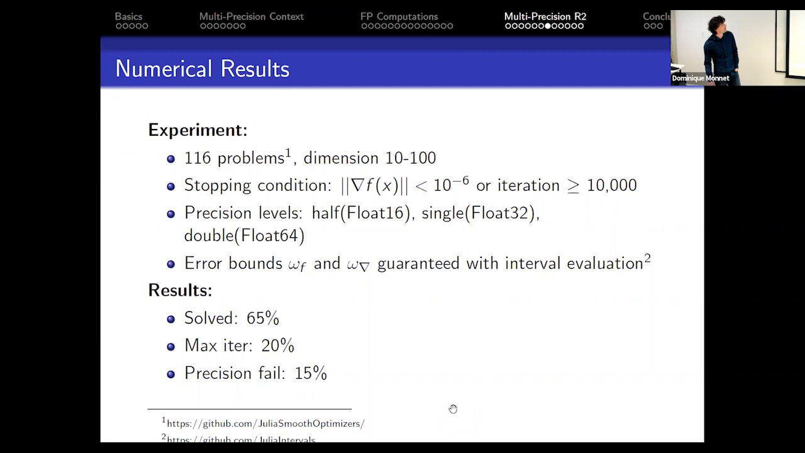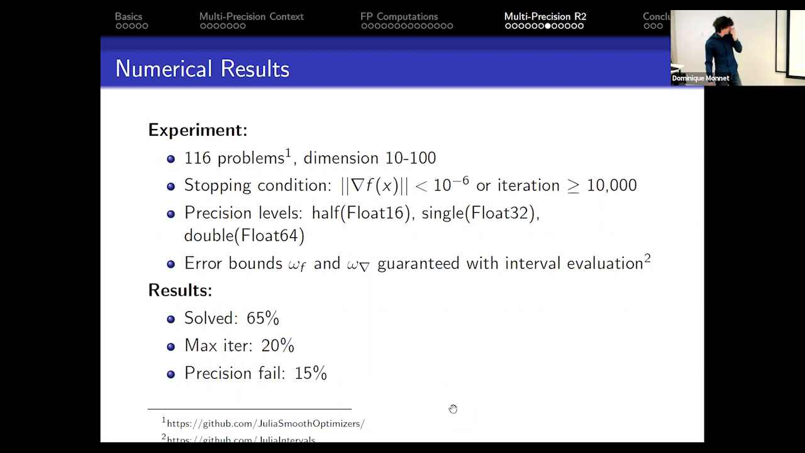Okay, so a stopping condition for the algorithm: we're going to say if the norm of the gradient is smaller than 10 to the power minus 6, or if we reach a maximum number of iterations, 10,000. We're going to use 3 precision levels, 16, 32, 64. And for the sake of this experiment, we can compute exactly the error bound with interval arithmetic. I won't give you any detail about that here, but we have tools to compute these omega f and omega lambdas.